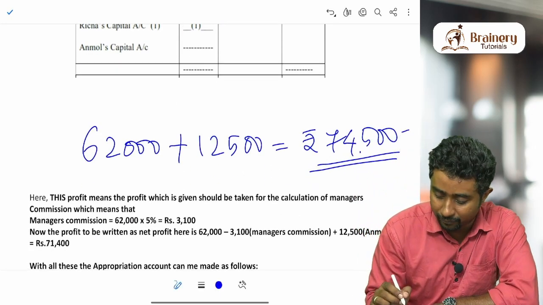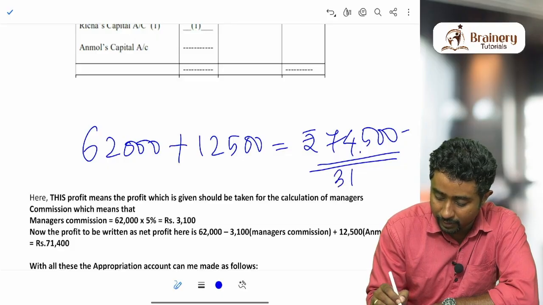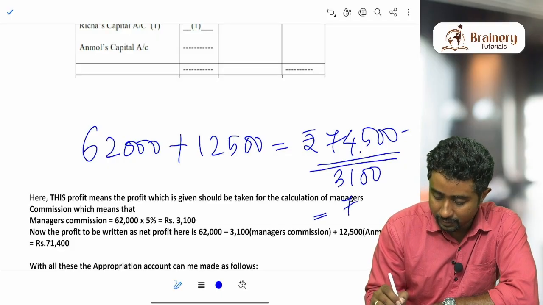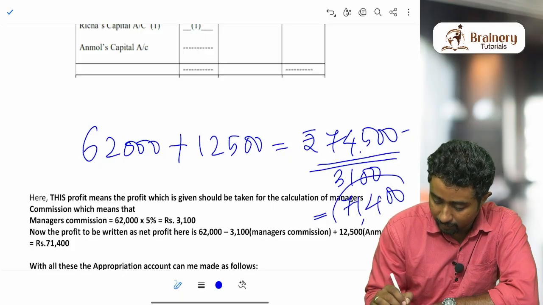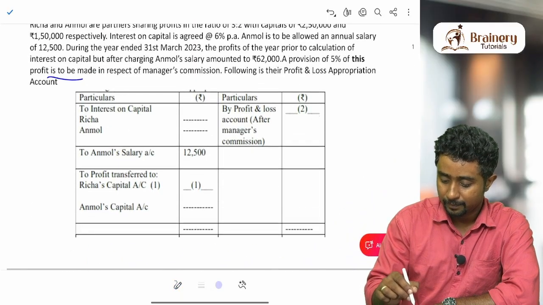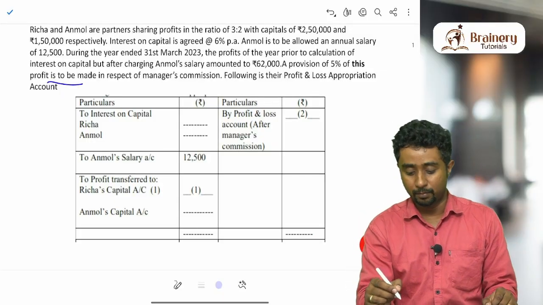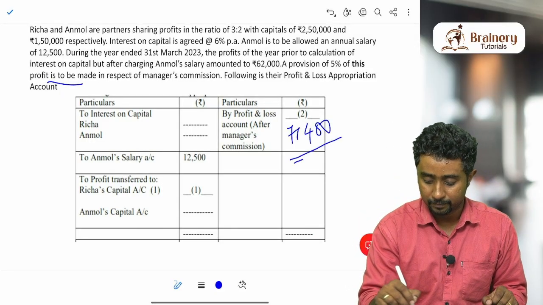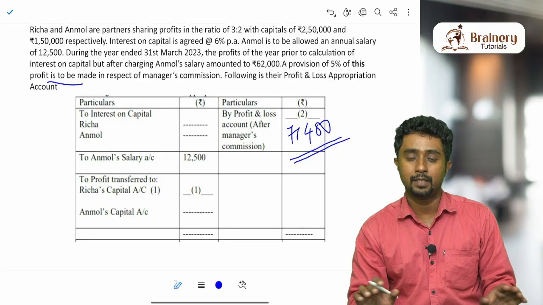So from this 74,500, you have to deduct the manager's commission which we calculated before, which will give you 71,400. This is the profit that you have to write in the profit and loss appropriation account. That means here you have to mention 71,400. I hope that is clear.